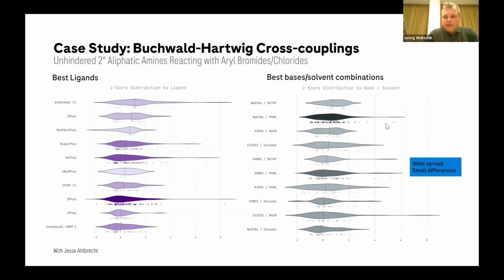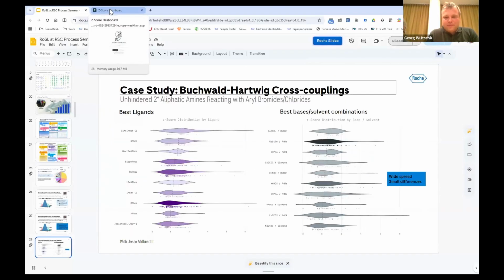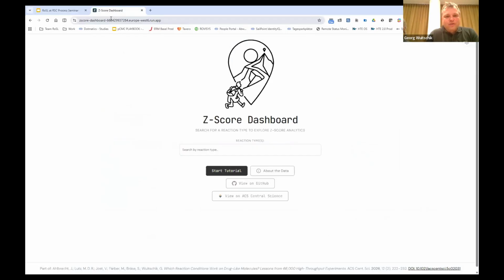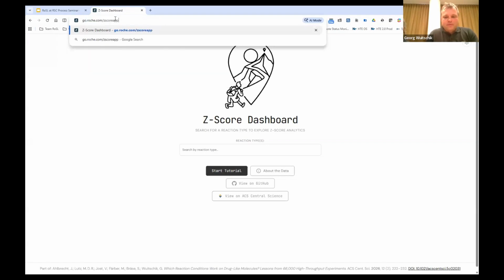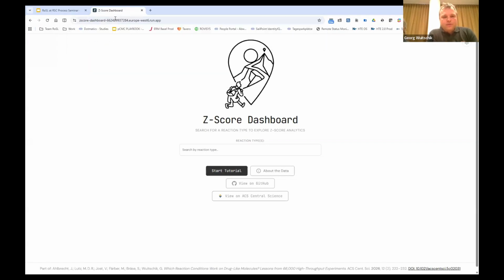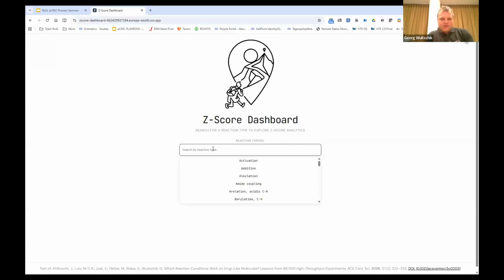So now you will think, what does that help me? And you would be right, except we have actually published the whole thing. I'll show you the link afterwards. You can go to go.roche.com Z-score app, actually load. Then you are here, and then you see here, let's see a Suzuki.